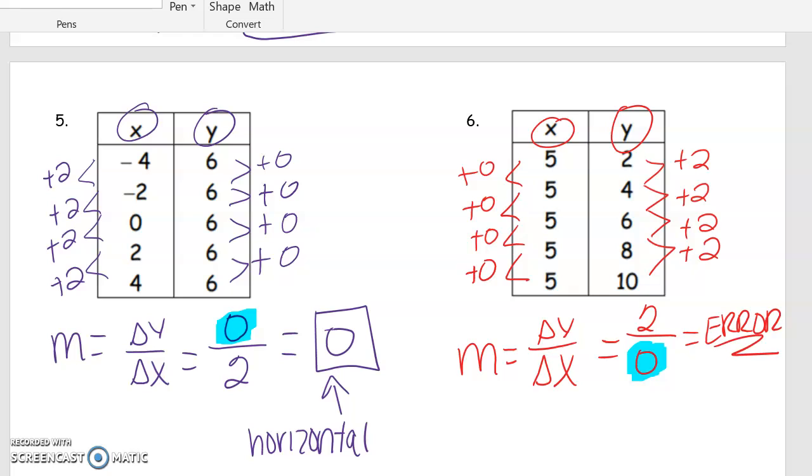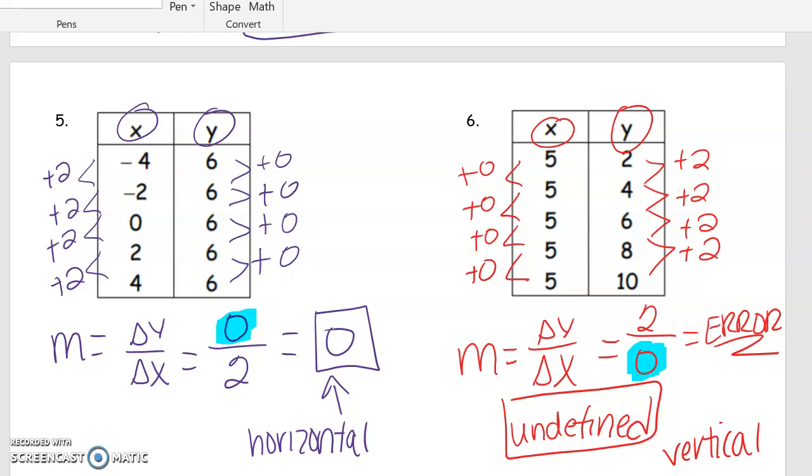Whenever you have a 0 in the denominator, that is called an undefined slope. And just like from our graphs yesterday, that would be a vertical line. So if you ever find that your change in x or your denominator is 0 and your calculator outputs an error, your slope is considered undefined, and that's what you write as your answer. If you have 0 in the numerator, 0 divided by 2 would give you 0 in the calculator, and that is a slope of 0. So that's the difference between a 0 and an undefined slope from a table.